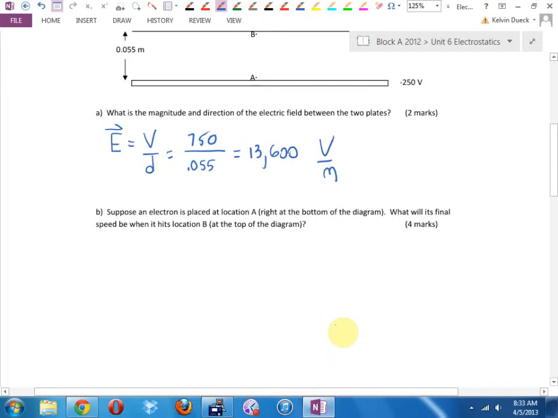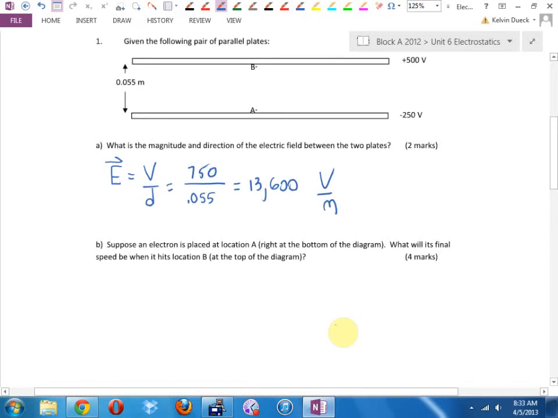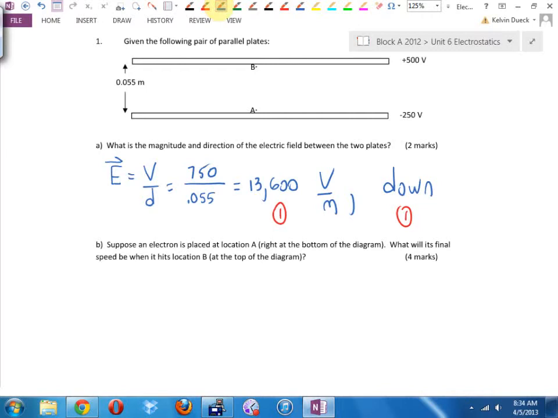B. Suppose an electron is placed right at location A at the bottom of the diagram. Oh, direction, thank you. So 1 mark for the magnitude. Direction: which way would a positive want to move if it could? Down. So 1 mark for that, 1 mark for that. By the way, which way would an electron want to move then? Up. So if we put an electron right there, what will its final speed be at the top? It wants to fall up.